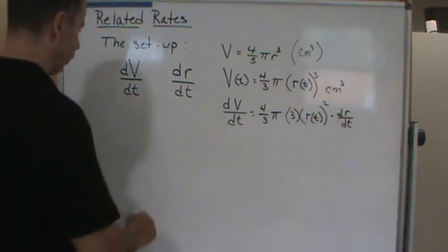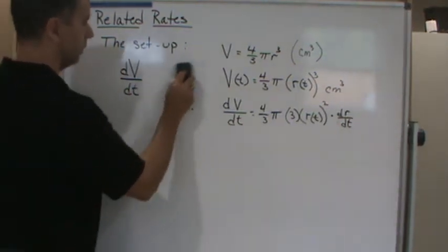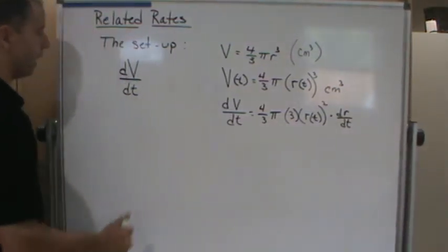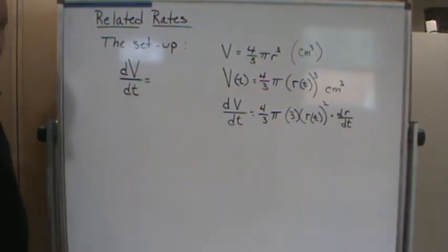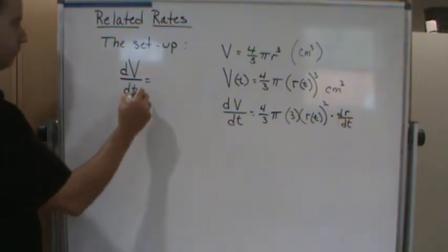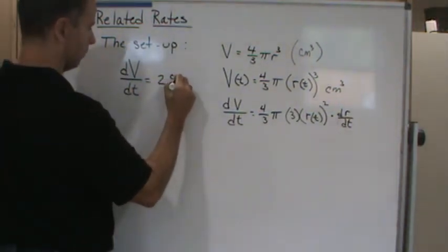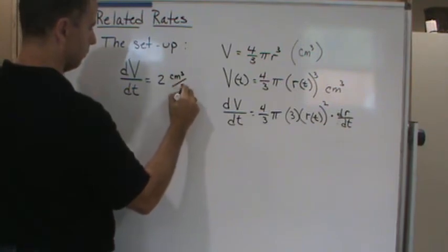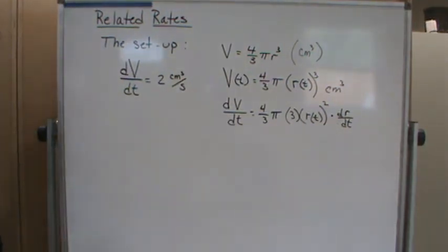Now here's the thing. We know from the problem that the change in volume is constant, two cubic centimeters per second. So now let's simplify things.